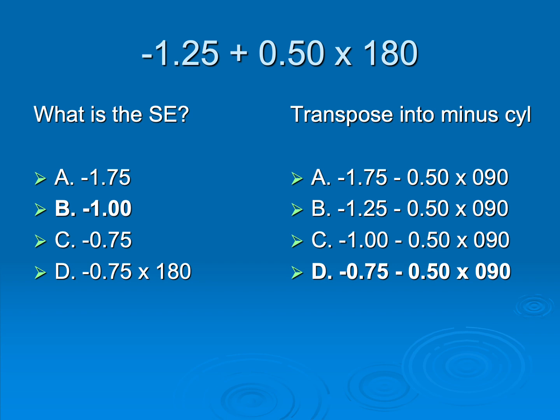Now, if you really quickly said the spherical equivalent is minus 1, and you easily transposed that into minus cyl and knew that it was choice D, then you've got this cold. No need to listen any further. Go ahead and watch a different optics video. But if it took you more than half a second to figure that out, then please keep watching.